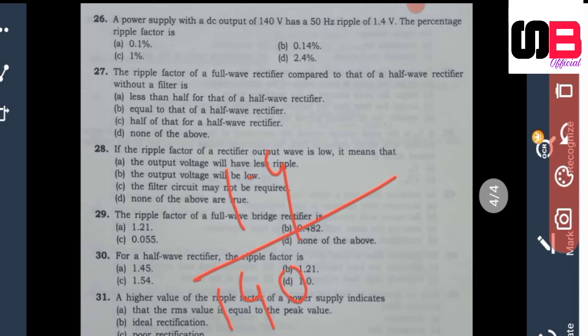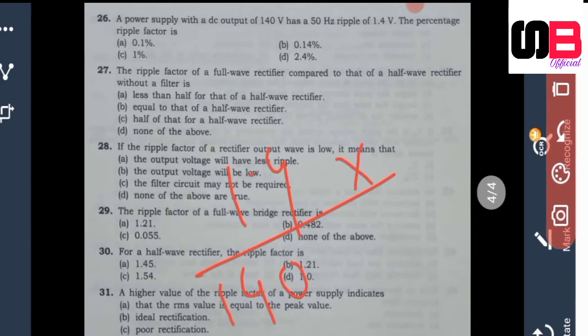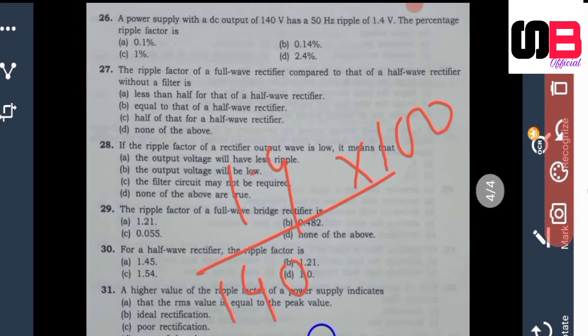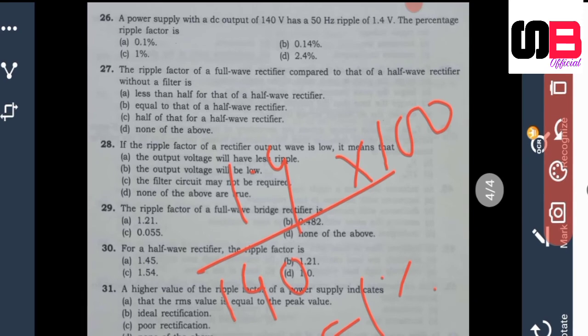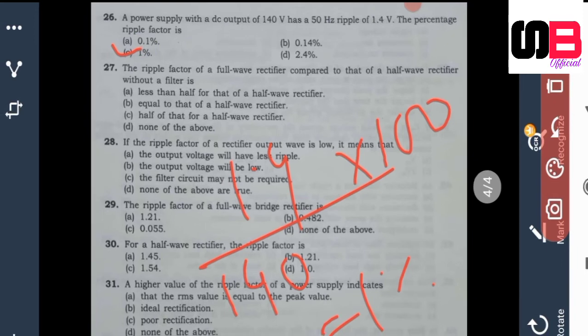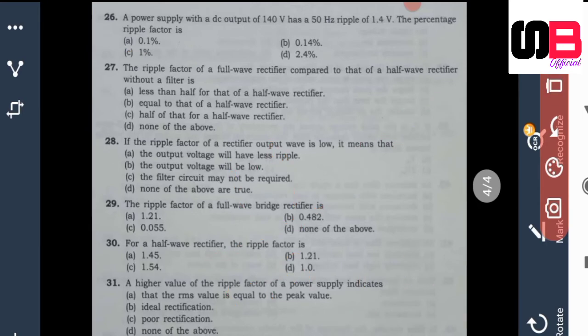Actually, it is needed as a percentage, that means into 100. By calculating this we are getting 1%. So the option is option C. It is the same type of sum that we previously did. Okay, the next one, question number 27.